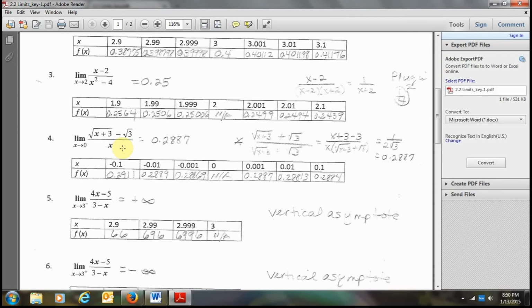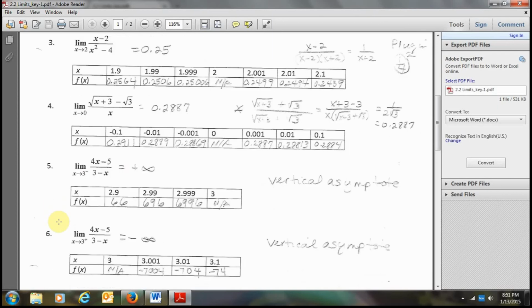Number 4, plug in the values. It's not defined at 0, but again it's approaching the same thing on the left and the right, and I get 0.2887. If I rationalized this function, I would also be able to cancel some things and get 0.2887, which we can talk about a little bit more on Friday.